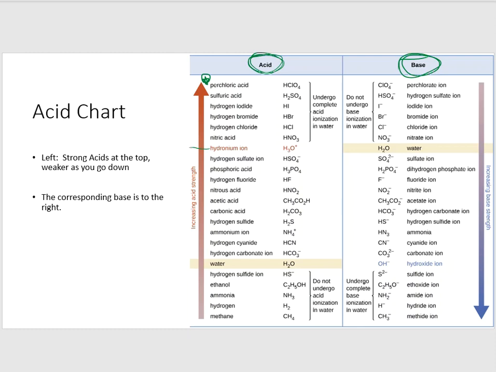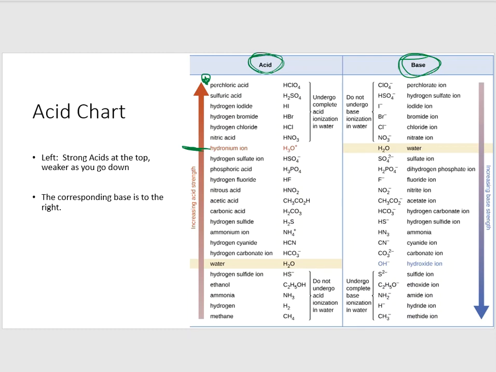And then below this line, this hydronium ion, we start to venture into more of the weaker acids that we might see in a laboratory. And these are things like carbonic acid that might be in your soda. This is acetic acid, which is the vinegar bottle that might be in your pantry. We go on down.